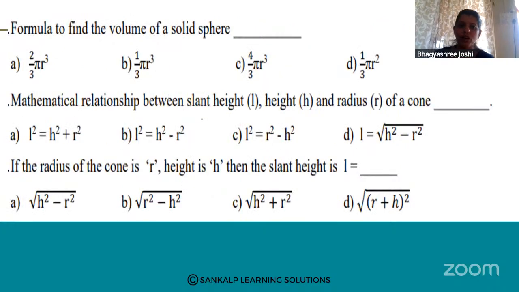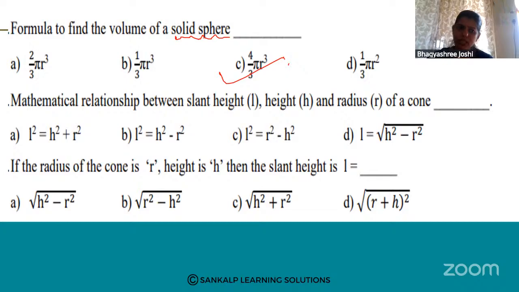Formula to find the volume of a solid sphere. So the volume of the sphere they have asked. The options are 2 by 3 pi r cube, 1 by 3 pi r cube, 4 by 3 pi r cube, and 1 by 3 pi r square. Which option is right? The volume of the sphere is 4 by 3 pi r cube. So option C is right.